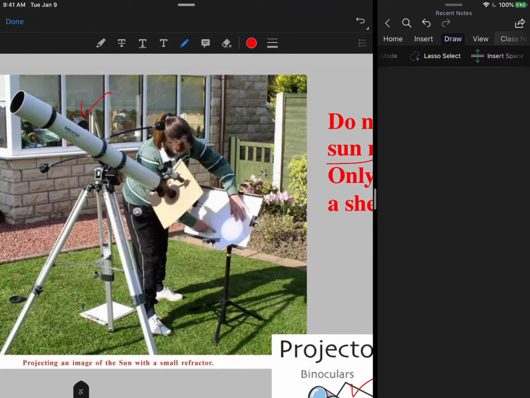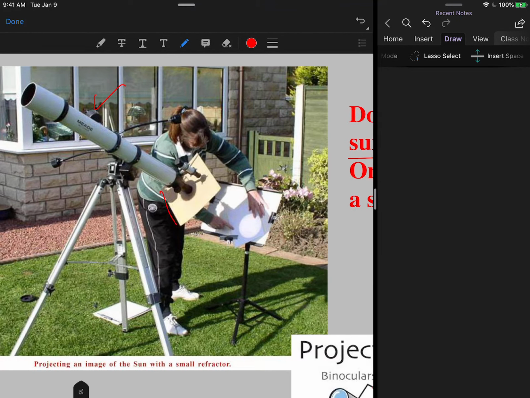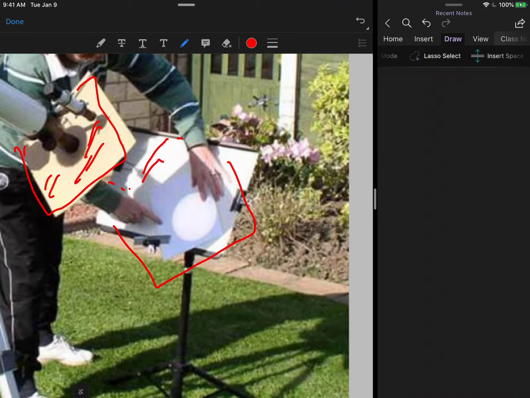Using a telescope, you can just put a piece of cardboard around the eyepiece to block the sunlight. And so the sunlight is going to come in through the telescope here, and it's going to cast an image. You can just point your telescope towards the sun, and if you place a piece of paper behind the eyepiece, you'll be able to see the sun.